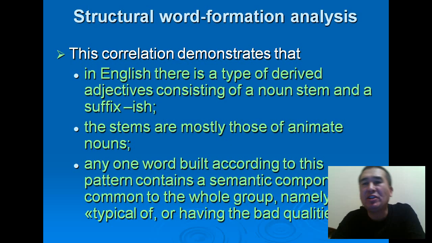Structural word formation analysis. This correlation demonstrates that in English there is a type of derived adjectives consisting of a noun stem and the suffix ish. The stems are mostly those of animate nouns. Any one word built according to this pattern contains a semantic component common to the whole word, namely typical of or having the bad qualities.